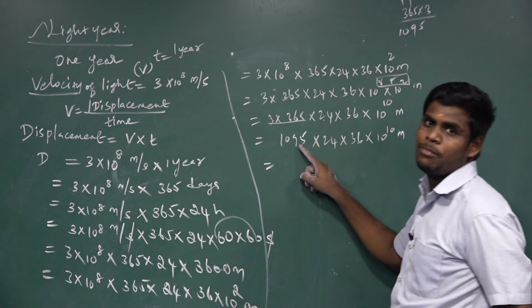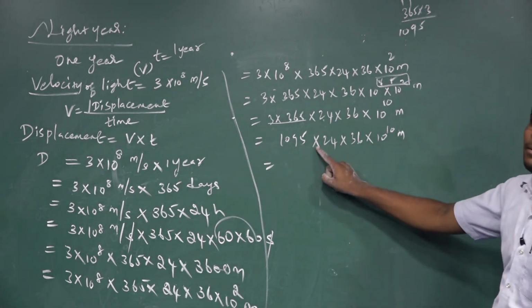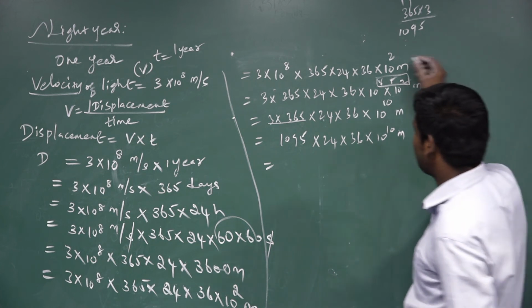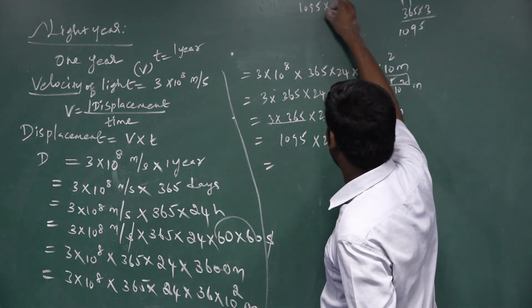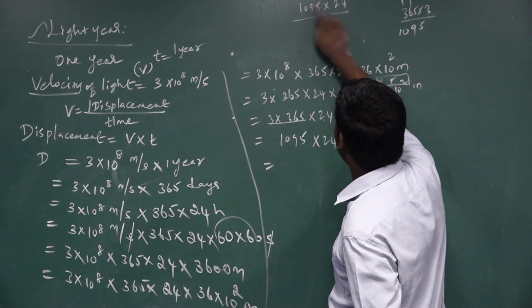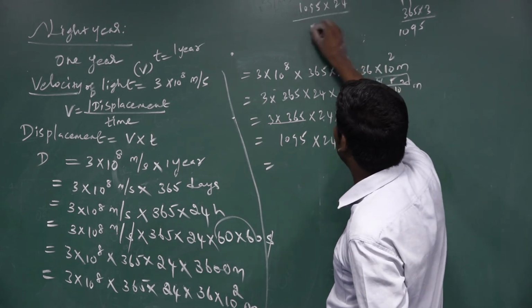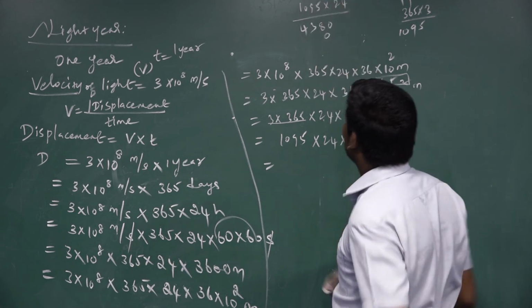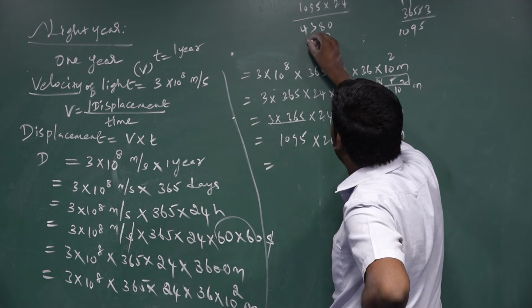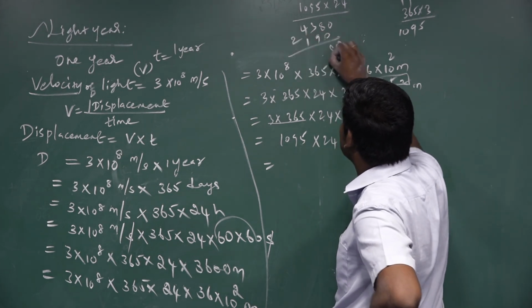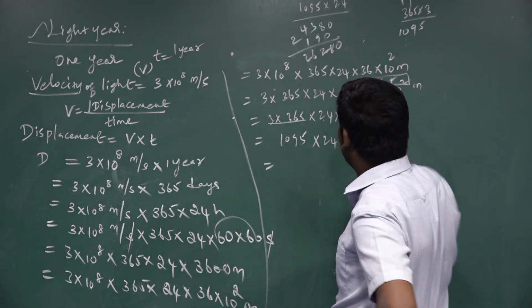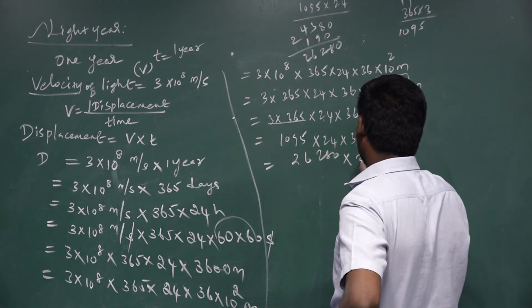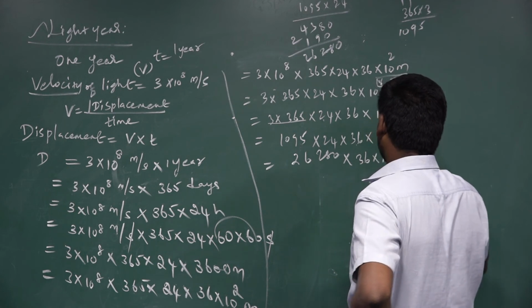Next you multiply 1095 by 24. 5 4s are 20, remaining 2. 9 4s are 36, 38, remaining 3. 1 4 is 4. Next multiply by 2. 5 2s are 10, remaining 1. 9 2s are 18, 19, remaining 1. 1 2 is 2. After adding this we get 26,280.